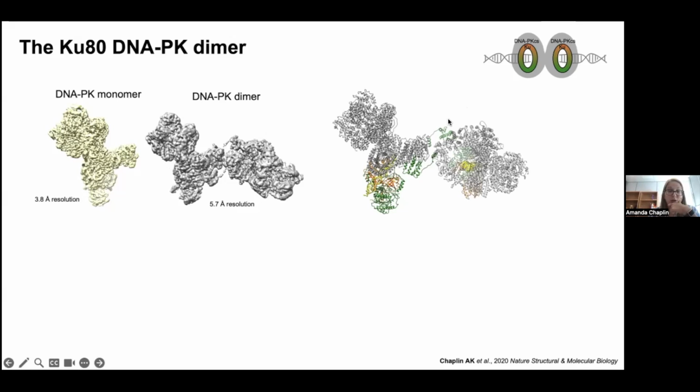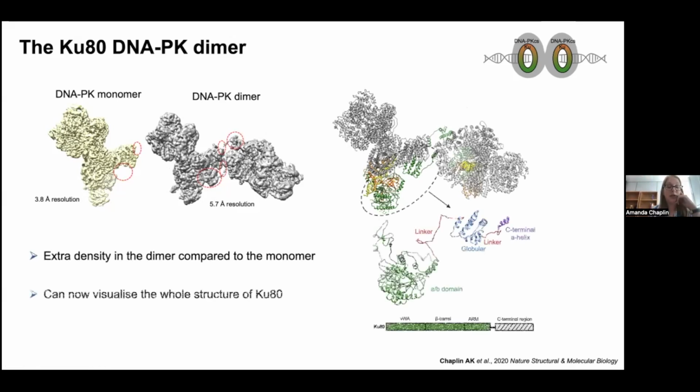What was surprising was that we started to see density in the dimer that was not there in the monomer. And so we wondered what this extra density was. What it turned out to be was the C-terminal region of Ku80 that we never usually see on Ku80 on its own. We could see density for this linker region leading up to the globular part of Ku80 and then a linker leading to the C-terminal alpha helix.